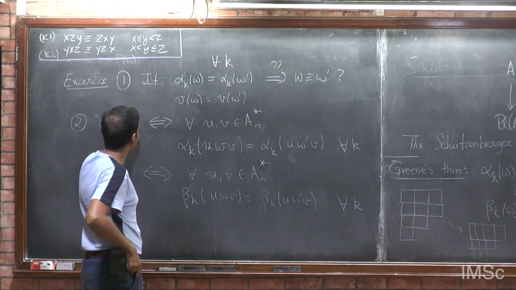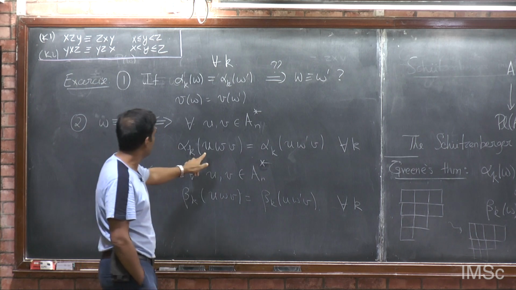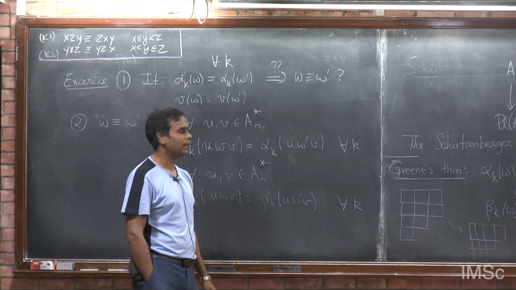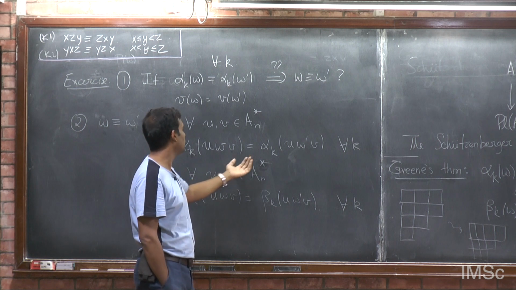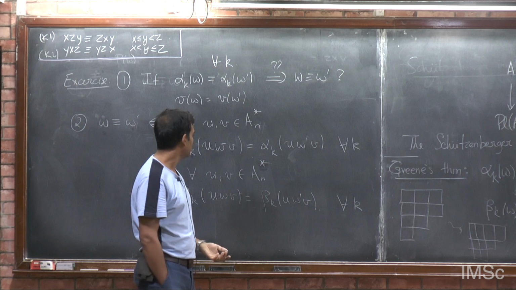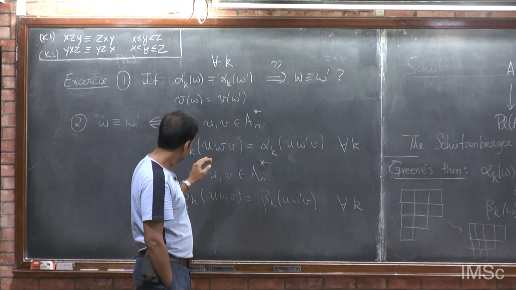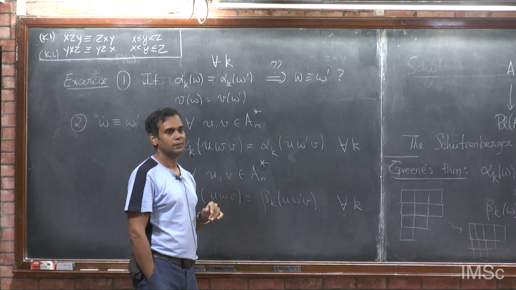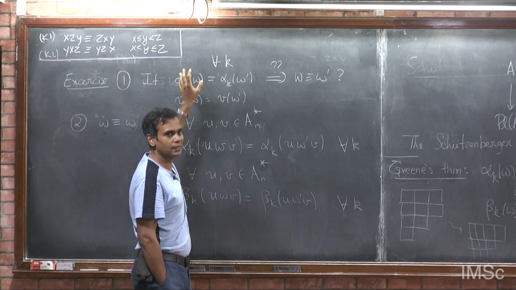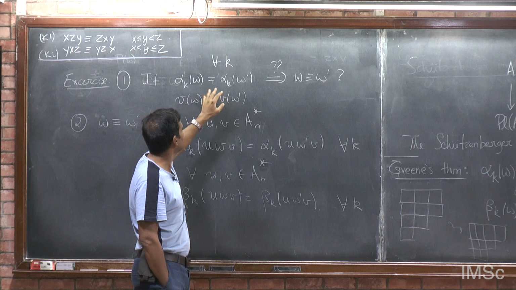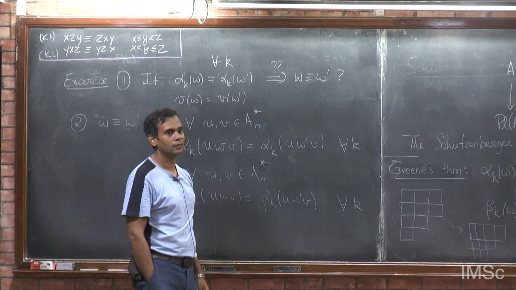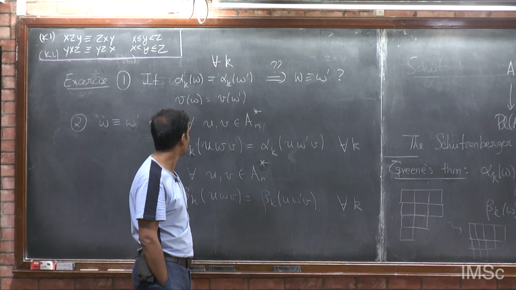If W is Knuth equivalent to W', then UWV is Knuth equivalent to UW'V, and so alpha_k of UWV is equal to alpha_k of UW'V. But the converse is harder. So obviously you need this U and V, as the first exercise explains, that just because the Green invariants are the same doesn't mean that they are Knuth equivalent.